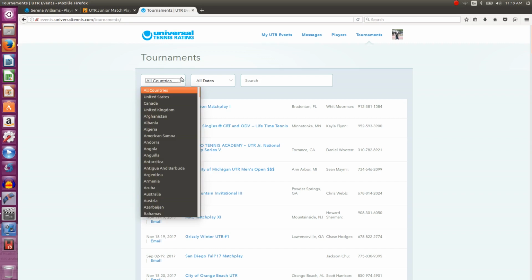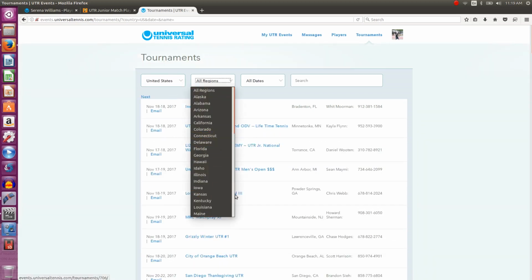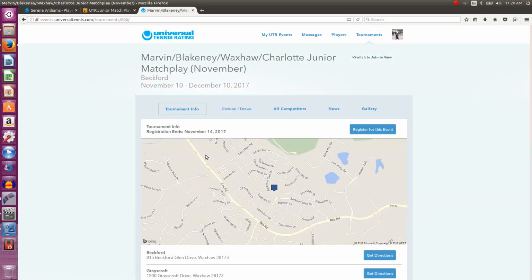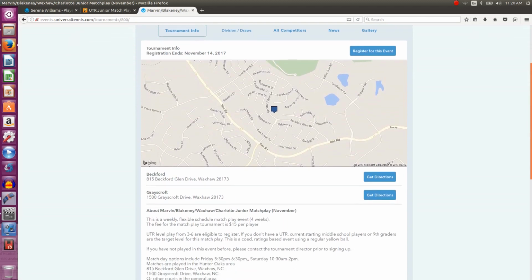So you can actually search on states and pull up any UTR events that may be going on in your local area. So I'll pull up North Carolina, and it is a fairly new system, and there aren't that many events here. So this is the event that I run. It runs from November 10th through December the 10th. So basically this is a month-long challenge match event that is a flexible schedule.